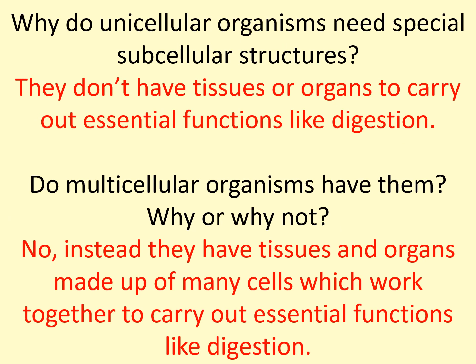Unicellular organisms need special subcellular structures because they don't have tissues or organs to carry out essential functions like digestion. On the other hand, multicellular organisms don't have special subcellular structures. Instead, they have tissues and organs made up of many cells which work together to carry out essential functions like digestion or circulation or movement. So multicellular organisms like us have tissues and organs, and unicellular organisms have special subcellular structures.